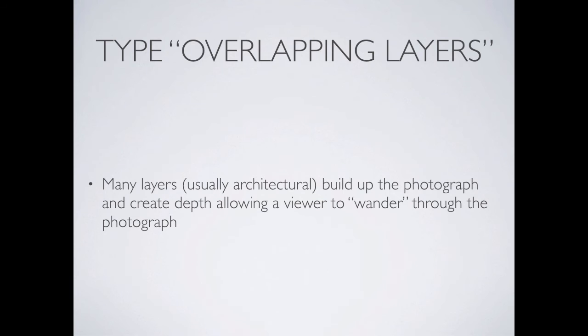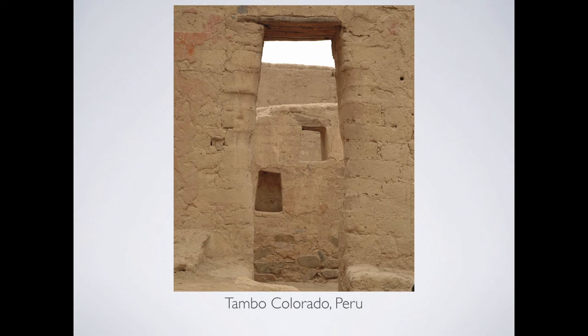Overlapping layers. This is when you use something, and it works really well in architecture. You have one building, and it partially hides another building, which partially hides another building. So we have these overlapping layers. Maybe we're looking through a window into something else. Those kinds of overlapping layers can be really nice.